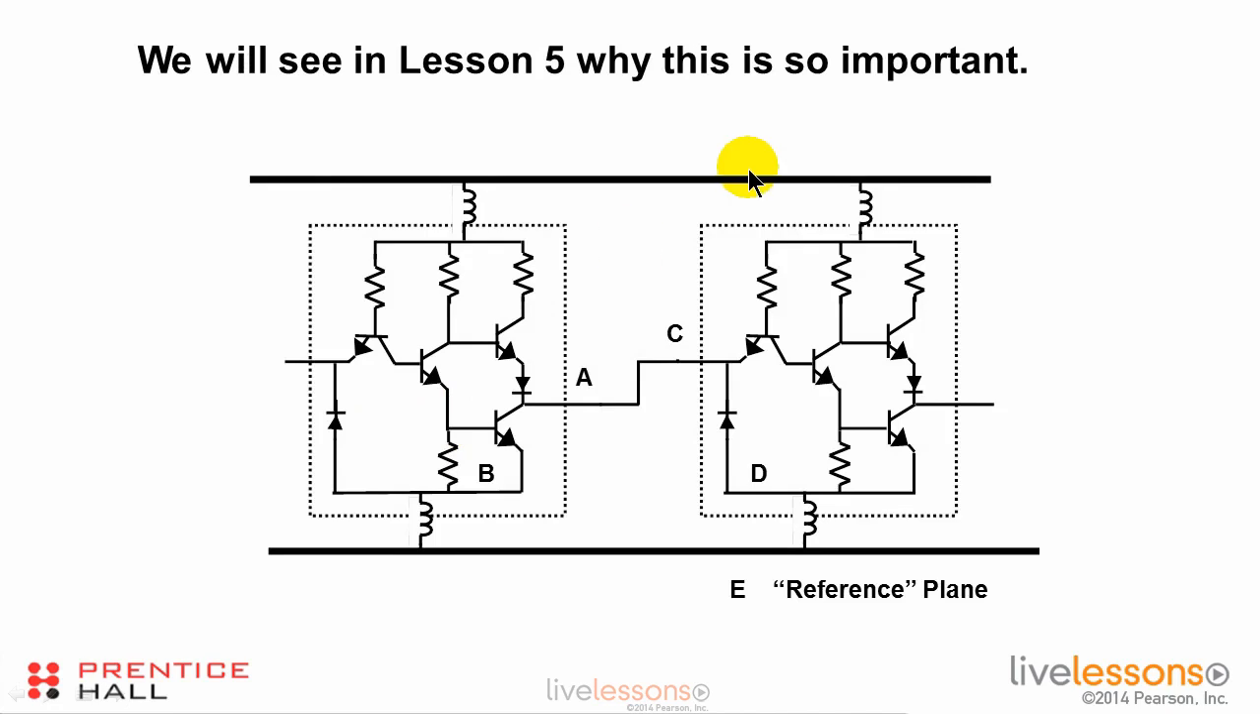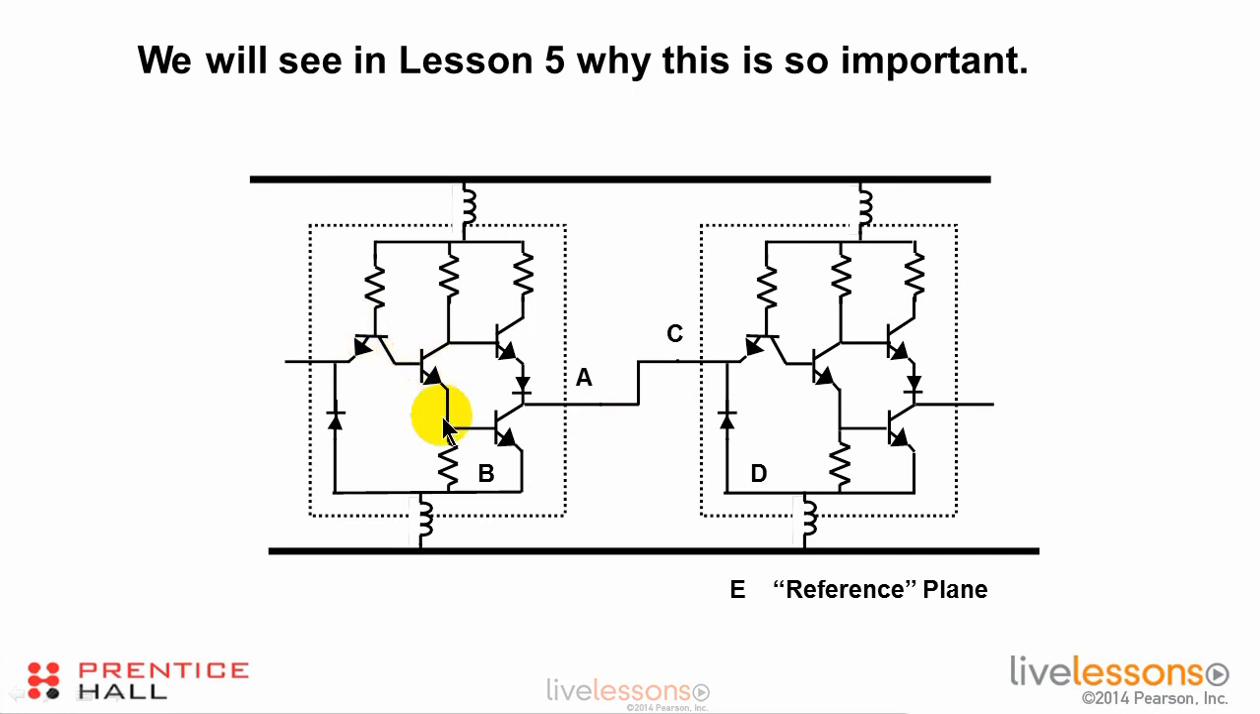Now, here's why this is important, and we're going to see in Lesson 5, this is going to be really important when we talk about ground balance. Here is an illustration of 2 integrated circuits. These are inverting gates. If the input signal here goes up, then the output signal here goes down. If the input signal here goes down, then the output signal here goes up. So let's just say the signal here goes up. That turns off this transistor.